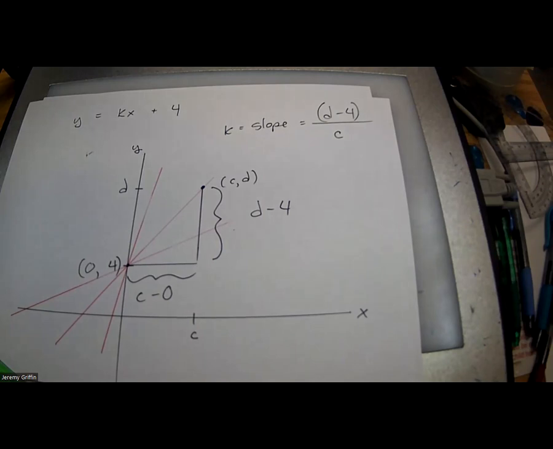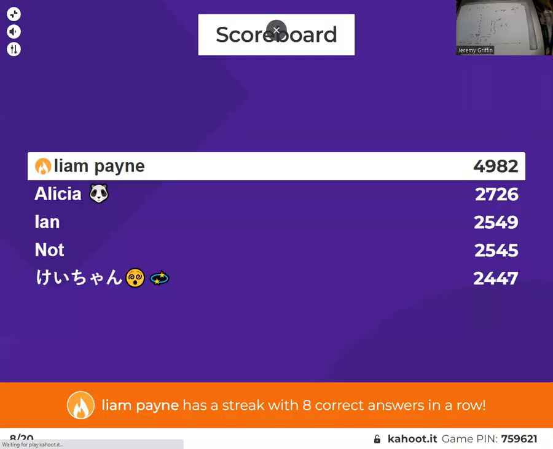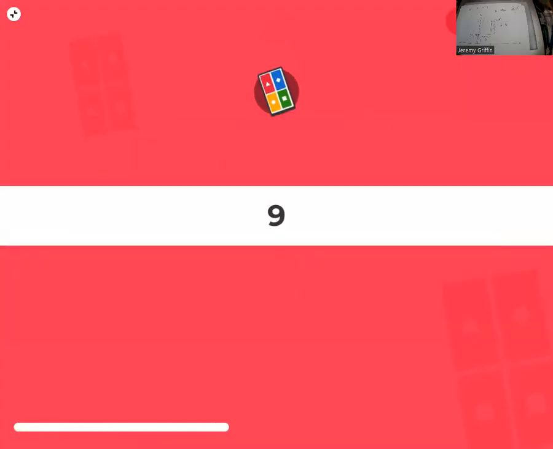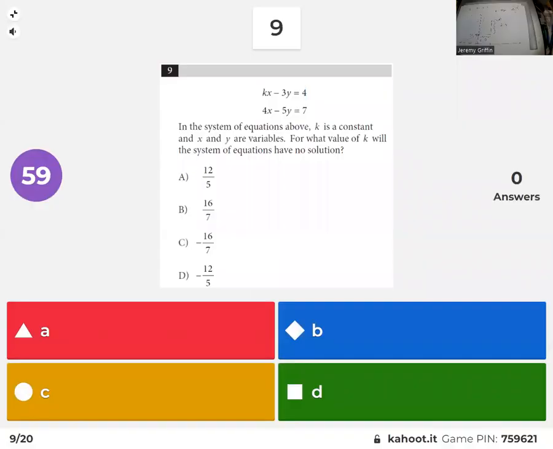Let's get that. System of equations. k is a constant, x and y are variables. For what value of k will the system have no solution? Here's a hint. It would have a solution if those lines crossed. It would not have a solution if those lines were parallel somehow.